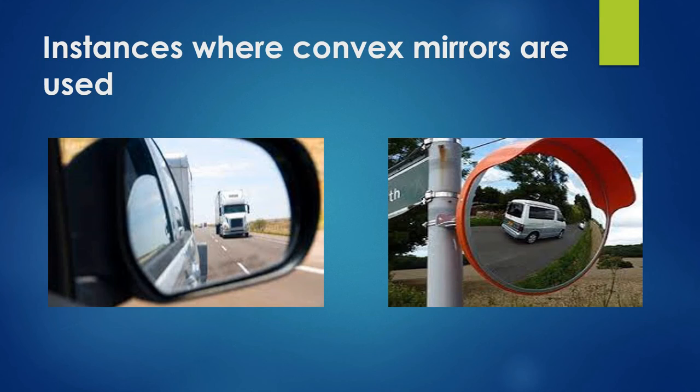The reason for this is that the driver can view a large rear area of the vehicle in the side mirror, because the convex mirror always forms a smaller upright image.